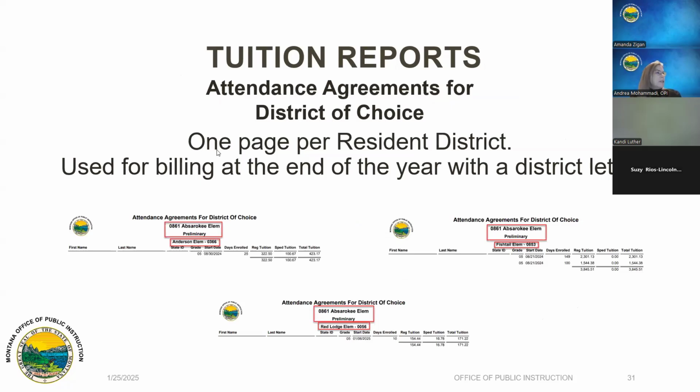This one is what you're going to send to the resident district, the district of choice. It will print out an invoice for each student in there. For this example I pulled Absarokee Elementary, and they've got a kiddo coming from Anderson Elementary, Fishtail, and Red Lodge.